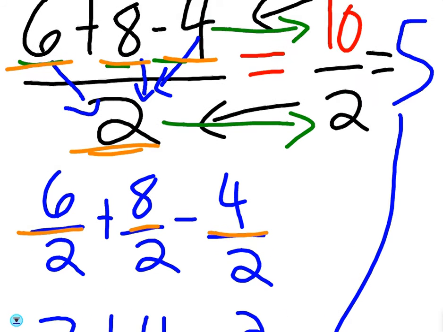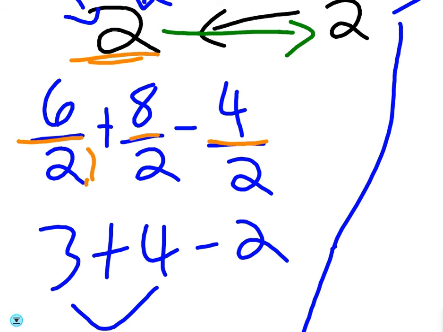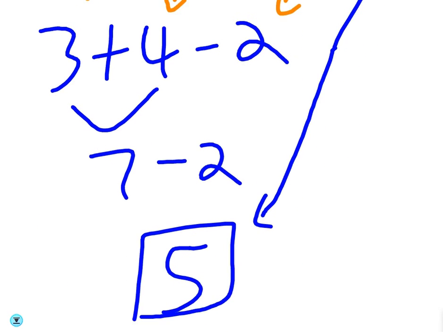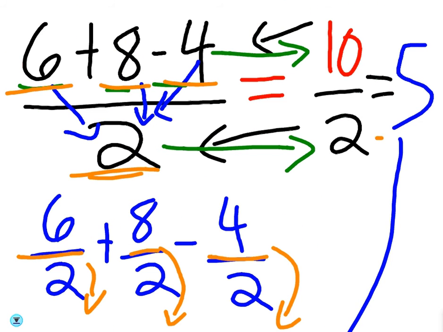If we do it that way, we get 6 over 2, which is 3, 8 over 2, which is 4, minus 4 over 2, which is 2. 7 minus 2 is 5, which is the same answer we got up here if we do it the short way. So you can take any number, if you have 10, 20 terms on the top, and just divide by the single term on the bottom, and that will get you the correct answer.